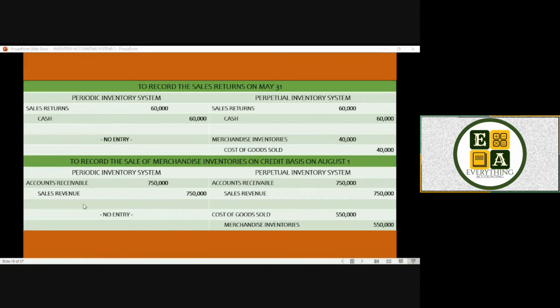Then, the same journal entry na meron tayo under perpetual inventory system, meron nga lang additional journal entry. So, regardless whether it is cash basis or credit basis or account basis, pag nagkaroon ng sale, meron po tayong additional entry on the cost of goods sold. So, debit tayo ng cost of goods sold and credit tayo ng merchandise inventories for 550,000.